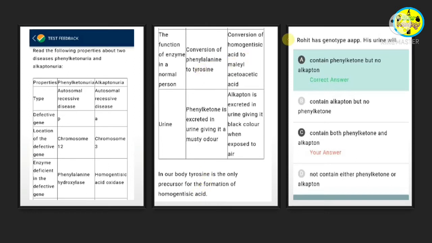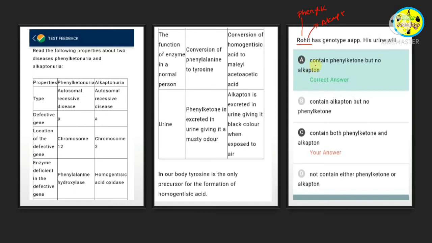Now the question they asked is that Rohit has genotype aapp. This is a homozygous recessive condition. Both the alleles are recessive, which means Rohit is suffering from both diseases. He is suffering from phenylketonuria as well as Alkaptonuria. That's fine. Now the question is, what will be the content of his urine?